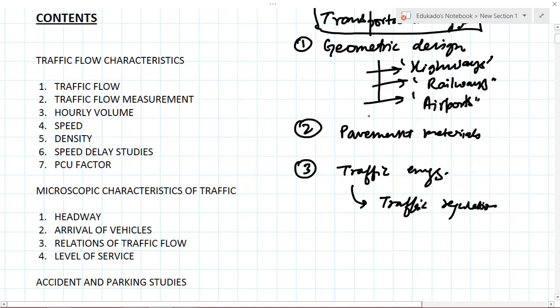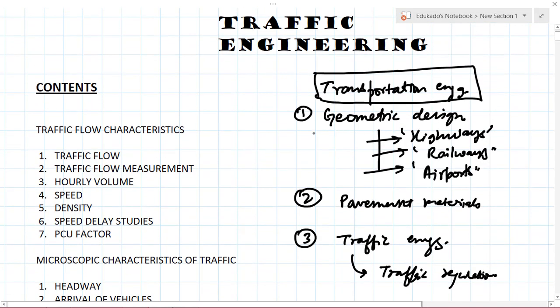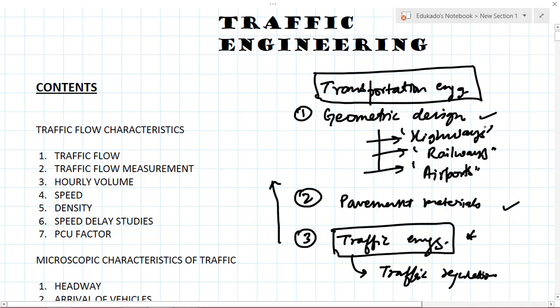So this is how the whole topic of transportation engineering is divided into three segments: geometric design, pavement materials, and traffic engineering. We will be starting off with traffic engineering. I know it's weird, but we will be going from the bottom up. First we will cover all the aspects and understand everything about traffic engineering, and after that we will go for the pavement materials, and at last we will cover the geometric design. This will be my flow of work. So I hope you like it.